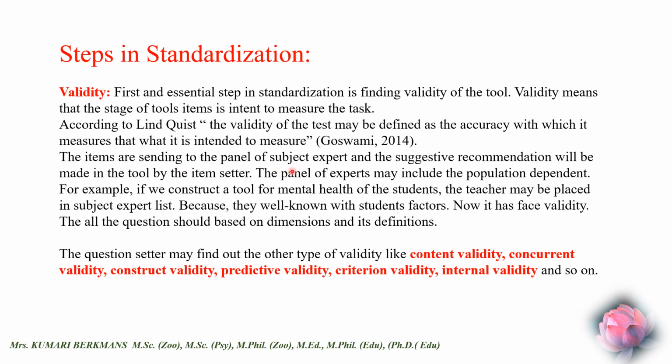The items are sent to a panel of subject experts, and the suggested recommendations will be made in the tool by the item setter. The panel of experts may depend on the population. For example, if we construct a tool for mental health of the students, a researcher may be placed in the subject expert list because they are well known with student factors. Now it has face validity, that all the questions should be based on dimensions and its definitions. The question setter may find out other types of validity like content validity, concurrent validity, construct validity, predictive validity, criterion validity, internal validity, and so on.